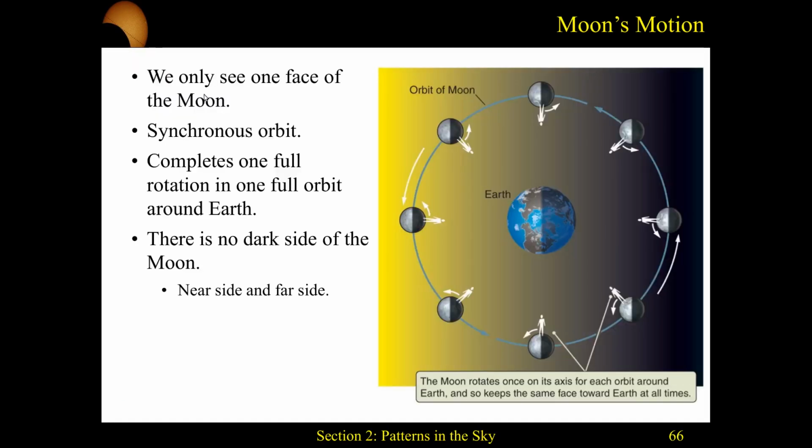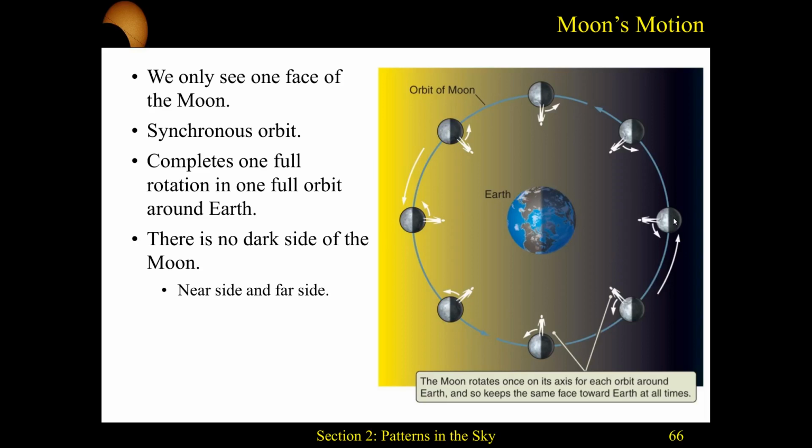We only see one face of the Moon. We call this a synchronous orbit. As the Moon is rotating around its axis, it's also orbiting Earth, and the Moon's rotation period is equal to its orbital period. So, this leads us to say that there is no dark side of the Moon.